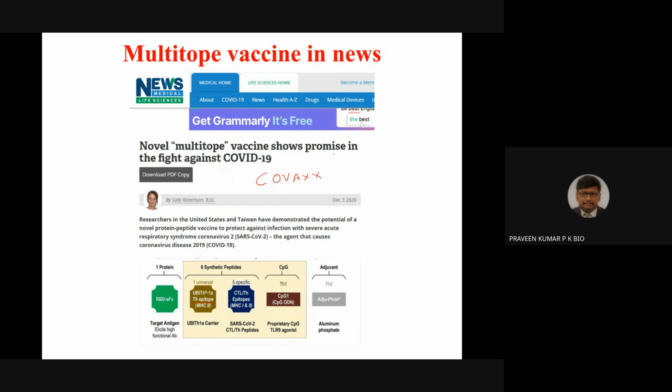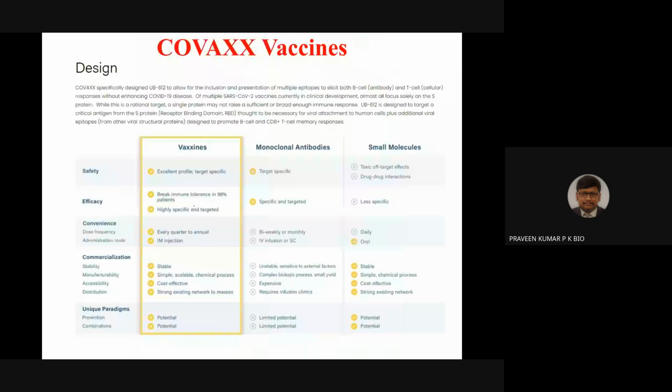The efficacy of this vaccine reported is more than 99%. More than 99%. And this vaccine, no one has heard of it. It was used only in the US. The US people prepared this kind of vaccine, and it was used in the US and also demonstrated in Taiwan. Now let me go to the COVAX vaccines.